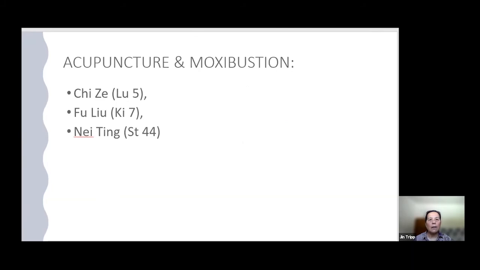Acupuncture we use. For this heat pattern we do not use massage. And the acupuncture points, we use stomach 44 here to clear heat. We say this is heat in the lung and the stomach, so we use stomach 44 to clear heat. And also lung 5 can clear heat, clearing heat from the lung and moistening the lung.